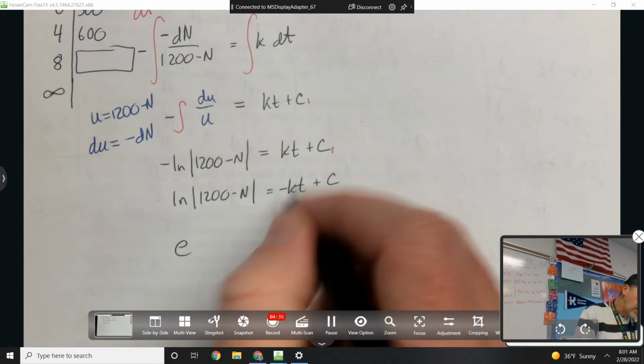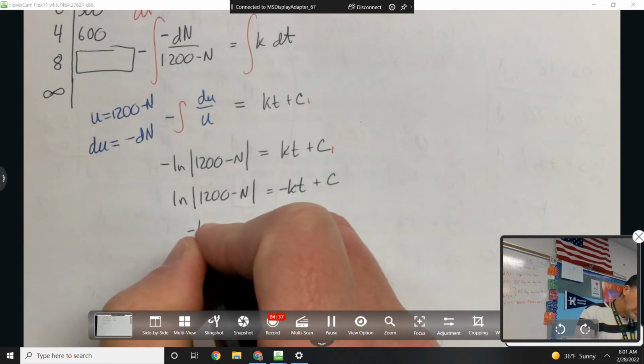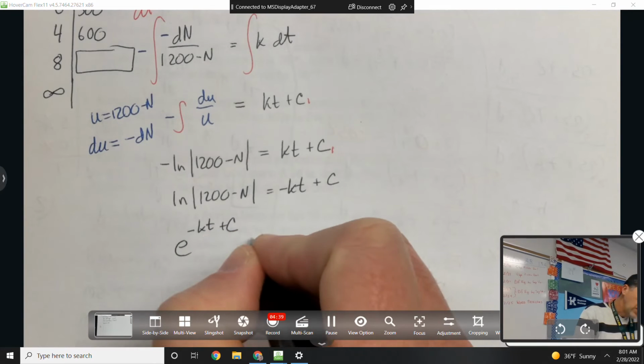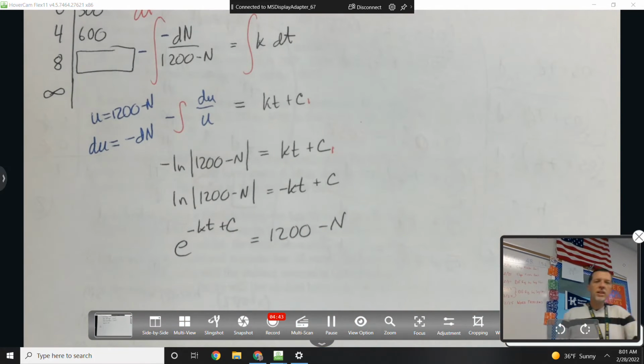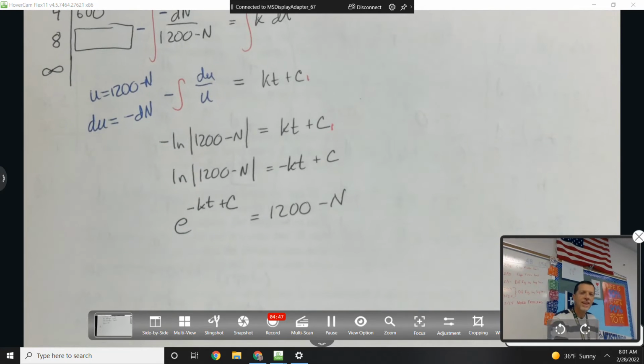Then do the loop-de-loop fishhook thing. e to the negative kt plus c equals 1200 minus n. Let's see. Now it's an algebra problem. How many algebra steps can I do at once? All of them? Is that what that means? All of them.